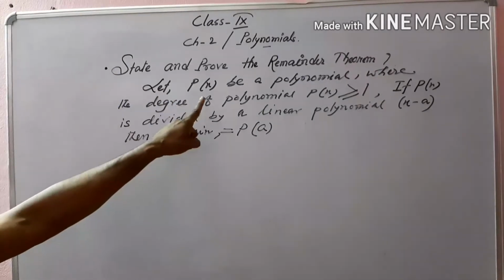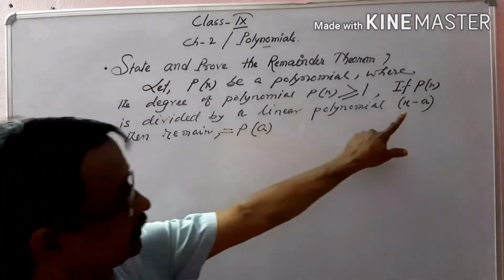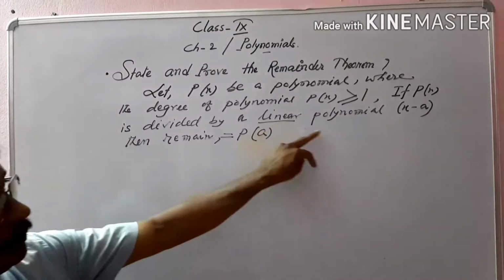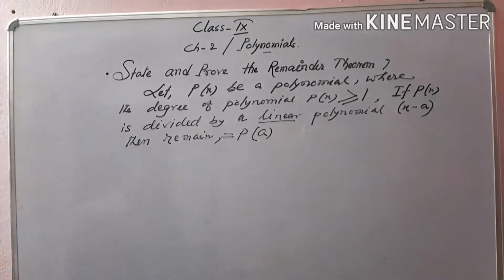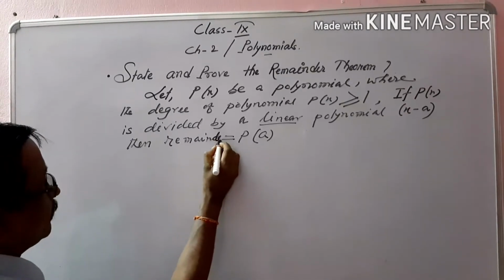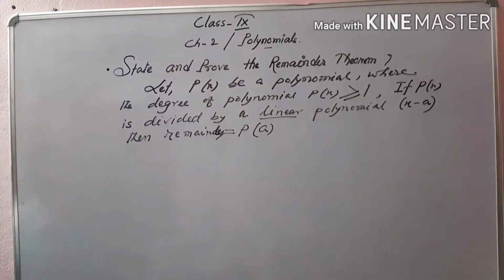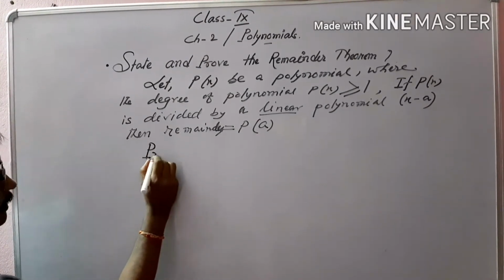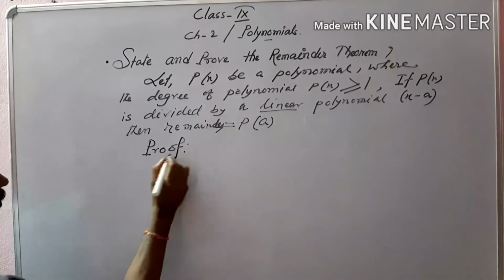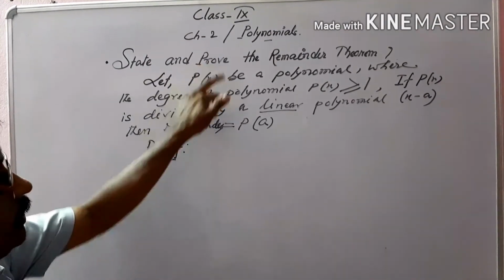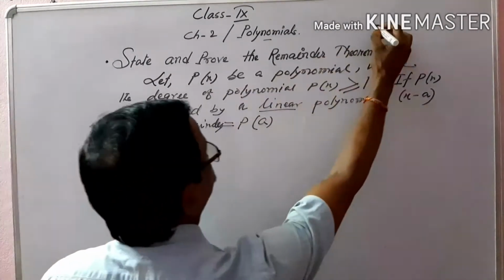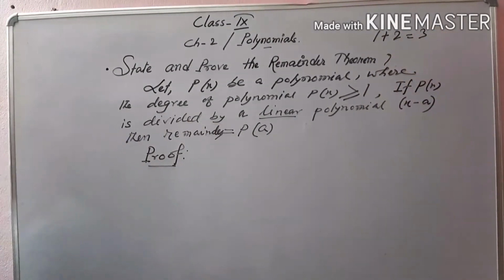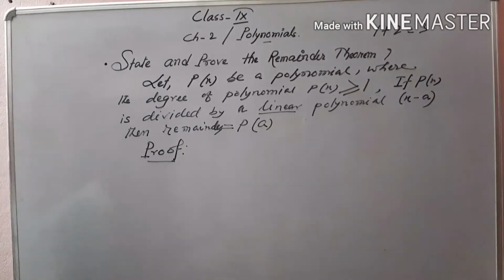So this is our statement. The statement is clear. P(x) is a polynomial. We are dividing that one by a linear polynomial x minus a. Then you will get remainder equal to P(a). So how do you prove this one? In the exam it is coming definitely, 1 mark for statement and 2 marks for proof. At least 3 marks will be there. Okay, and it is important for the exam.